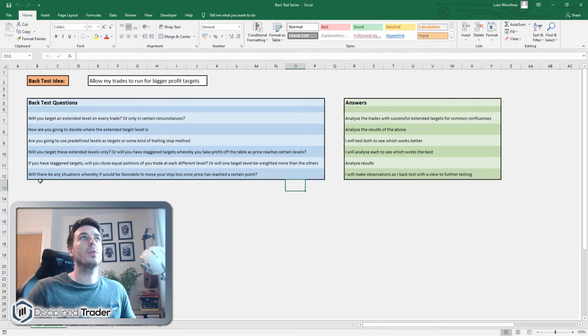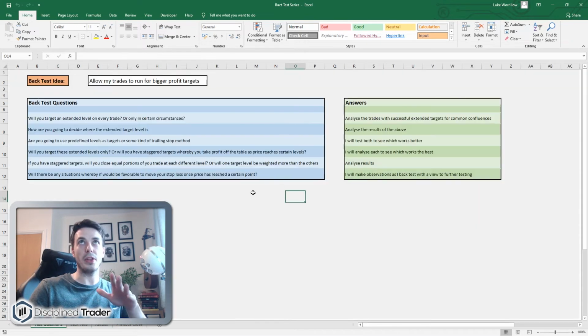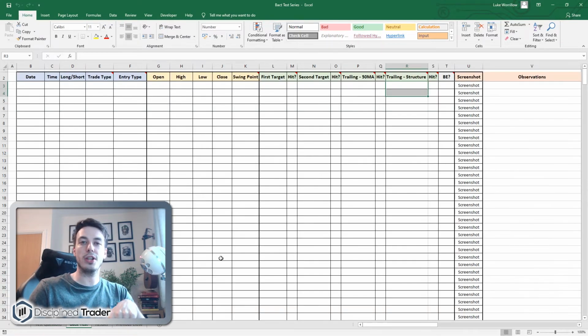And then the final question, will there be any situations whereby it would be favorable to move your stop loss once price has reached a certain point? Now this is really difficult, because this is similar to the first question. This may be true, but as it stands, I don't know what possible circumstances they would be. So again, this is where the observations will come in. So I will make observations as I backtest with a view to further testing. And the screenshots and the observations column here will help me do that.